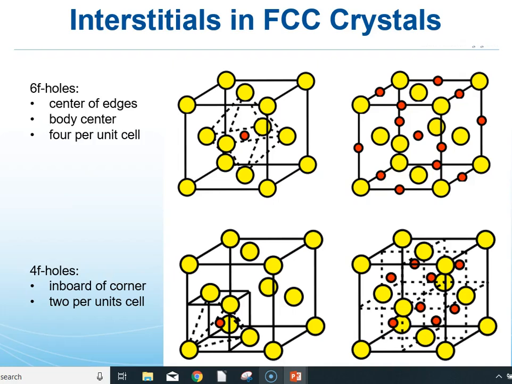So where are they? In an FCC crystal, we have a fairly large, usually 6F hole right in the middle, and you can see that center position is surrounded by the face atoms, so that forms the octahedron. And you also have them on the cell edges. So there's 4 per unit cell. The 4F holes are under the corners. So if you lift up each corner, there's a tetrahedral hole which is wholly ascribed to that 1 unit cell. So effectively you have 2 per unit cell. Inboard of each corner. Actually, if it's wholly ascribed to the unit cell, there should be 8, but it may not be. Have to look closer. The big takeaway there though is they are much smaller, and so you can't fit as large of a solute in them.